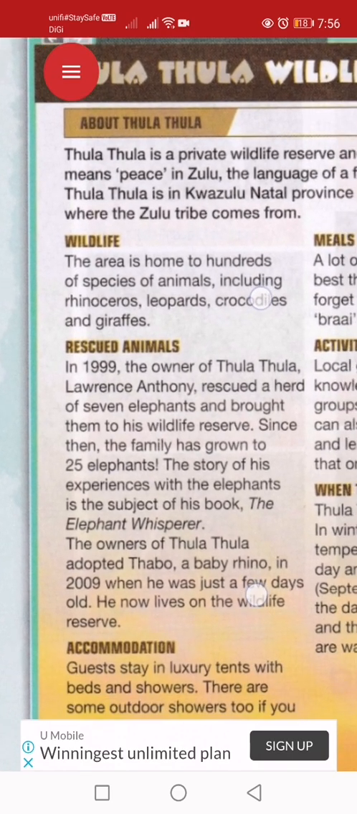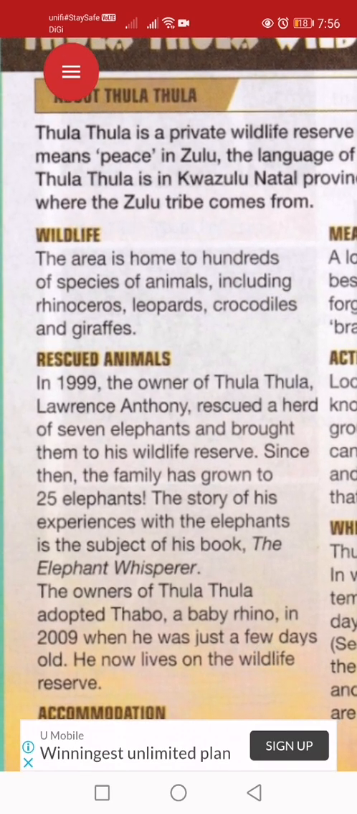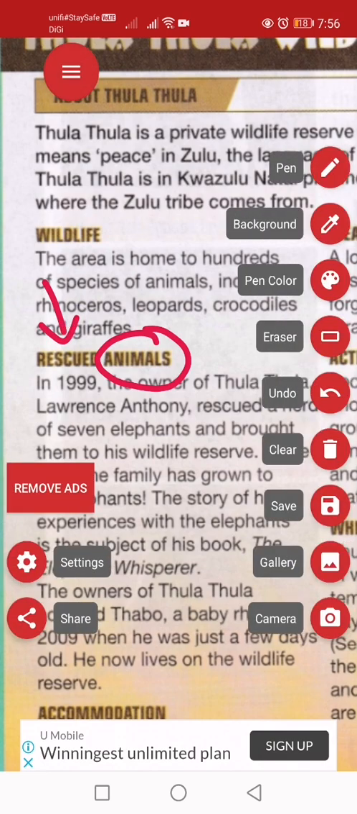So, rescued animal. Ini adalah haiwan-haiwan yang di-rescued, yang diselamatkan. The word rescued means diselamatkan.